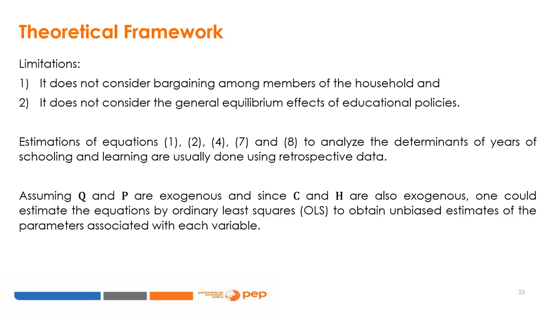This methodological framework has two limitations. It does not consider bargaining among members of the household, and it does not consider the general equilibrium effects of educational policies. Estimations of equations 1, 2, 4, 7, and 8 to analyze the determinants of years of schooling and learning are usually done using retrospective data. Assuming Q and P are exogenous, and since C and H are also exogenous, one could estimate the equations by ordinary least squares, OLS, to obtain unbiased estimates of the parameters associated with each variable.